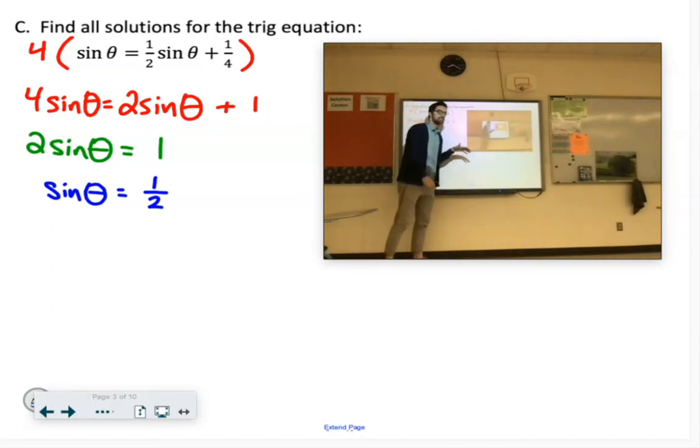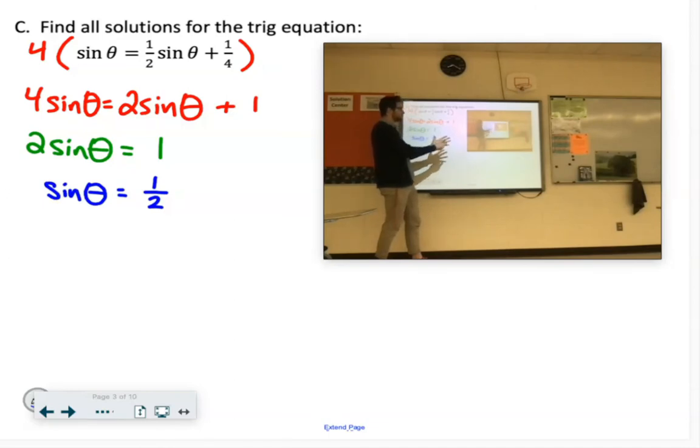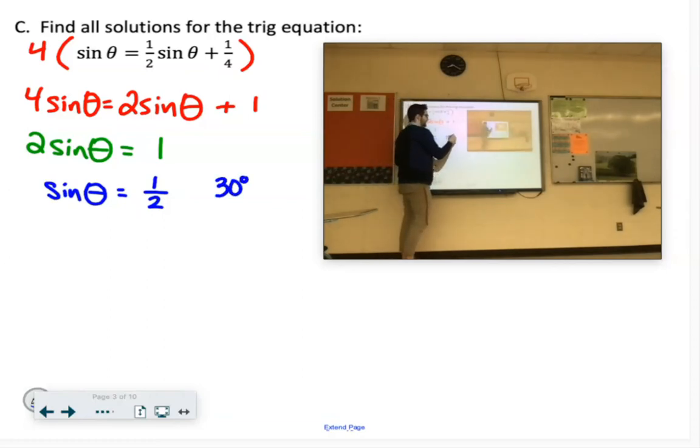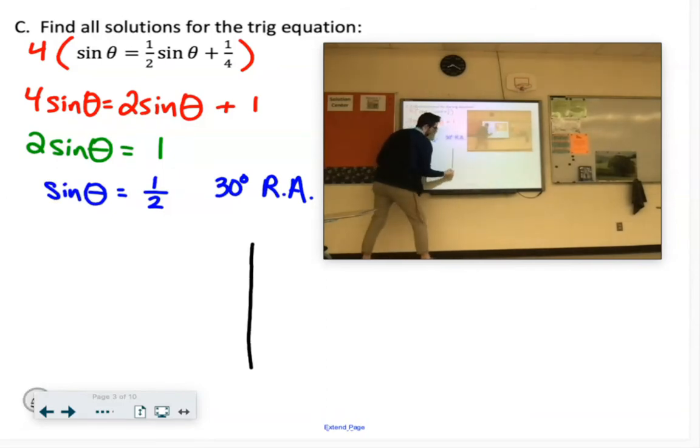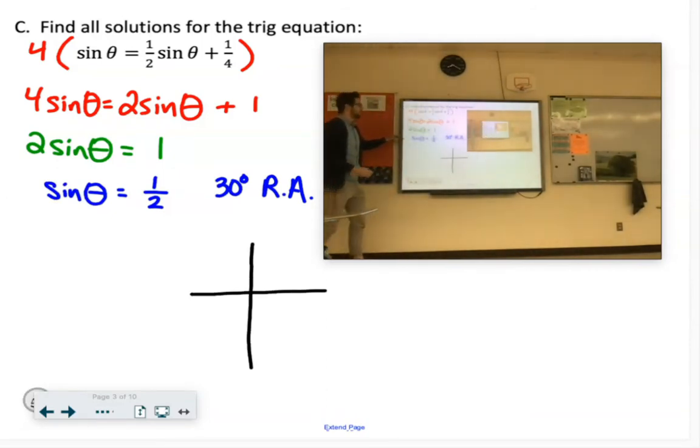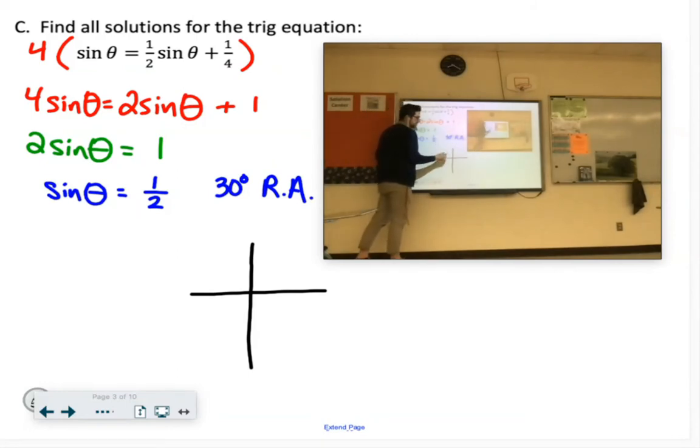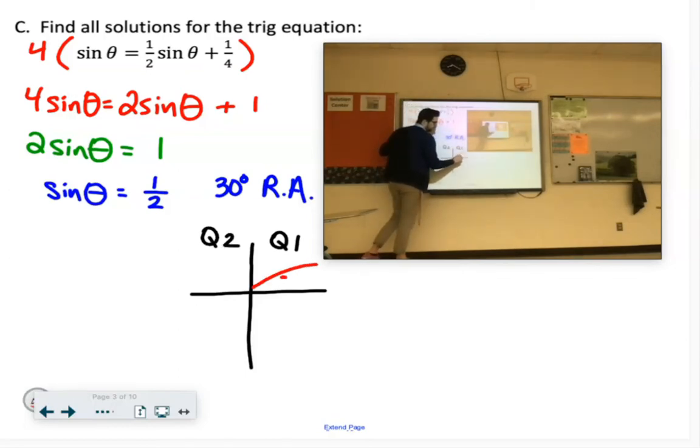Now again, sine, that's our y coordinate, which would be our fingers to the right. We need to have one finger to the right. So that would be a 30-degree reference angle. But we're looking at the y, and we want the y to be positive, so that would be in the top 2 quadrants. Quadrant 1 and quadrant 2. So a 30-degree reference angle in quadrant 1 would be 30 degrees. If you had a 30-degree reference angle in quadrant 2, that would be 150 degrees.